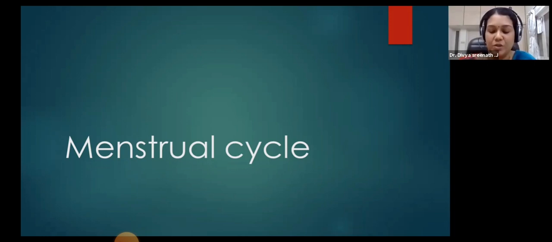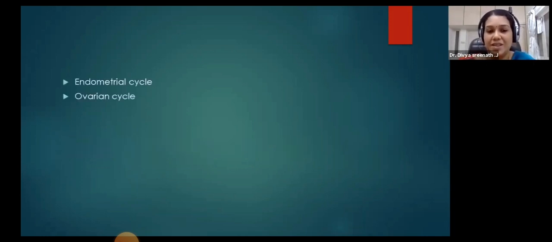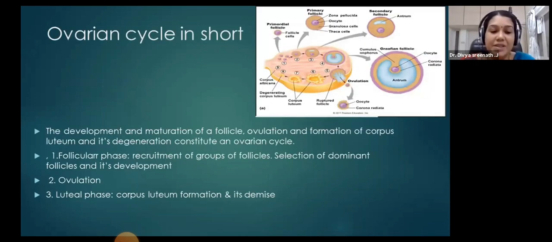We had discussed the hypothalamus pituitary ovarian axis. Now we will learn about the menstrual cycle. For easy understanding, we will split the menstrual cycle into the endometrial cycle and the ovarian cycle. That is, what is happening in the endometrium during these 28 days, and what is happening in the ovary during these 28 days. We are classifying it like that for better understanding.